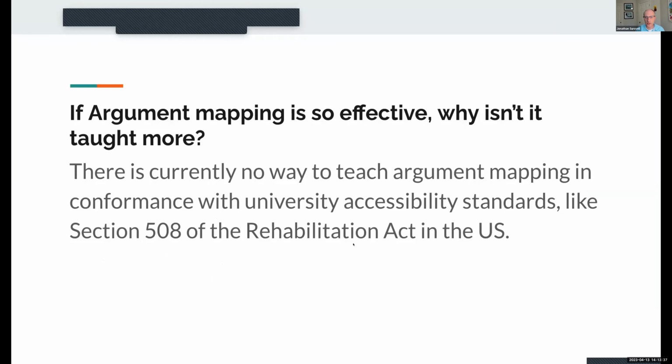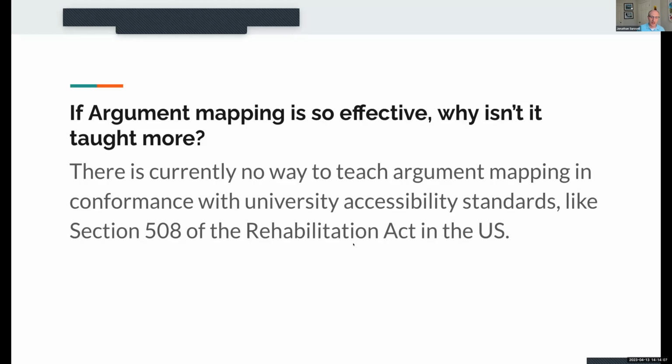Currently, there's no way to teach argument mapping in conformance with university accessibility standards like Section 508 of the Rehabilitation Act in the US. So Section 508 requires that federal institutions, or institutions that work with the federal government, be accessible to people of all abilities and all disabilities. In particular, universities have to make their courses accessible to the blind.